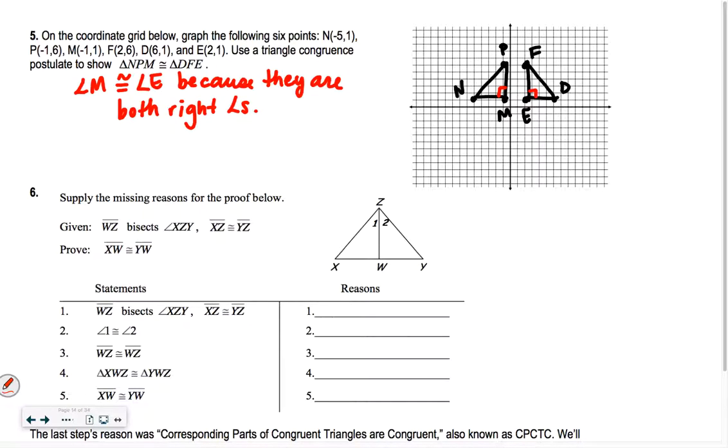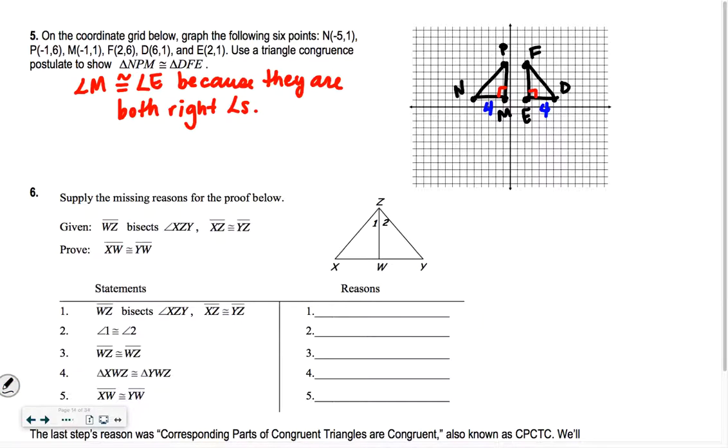So on a proof, that reason would be all right angles are congruent. That's kind of a theorem, but it's a pretty easy theorem to just write out. All right angles are congruent. All right, do we know any other measurements? So how about the length from N to M? Can we find that? Yeah, what do you think? 5. Is that the same for the length from E to D? No, it's not? Uh-oh, I think I meant for them to be the same. 1, 2, 3. Oh, they're both 4, I think. So we have 4 and 4.